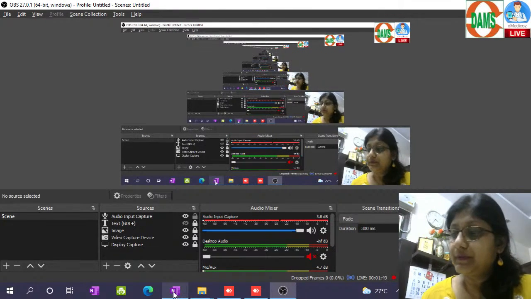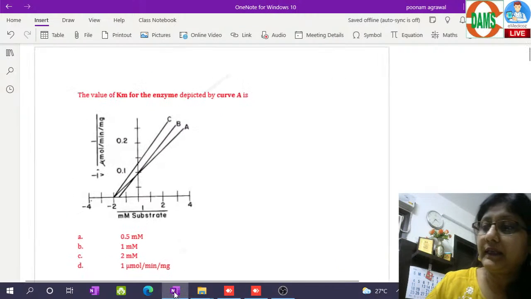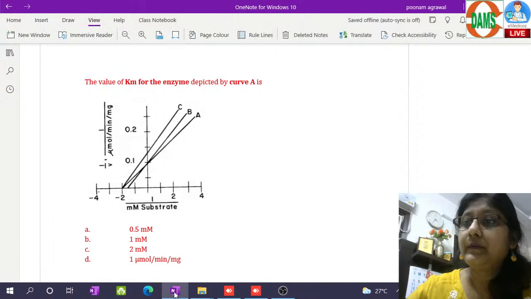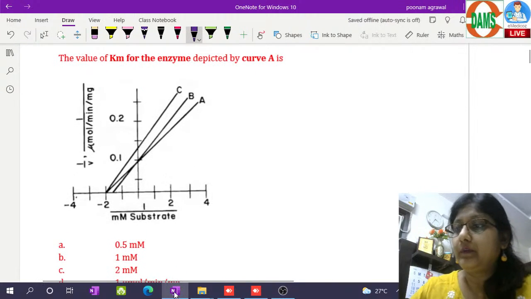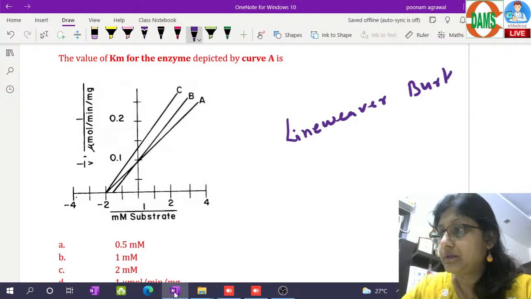Alright, so the first question which I have brought for you is this one. It's a Lineweaver-Burk plot or double reciprocal plot. I write the name here: Lineweaver-Burk plot, or double reciprocal plot.